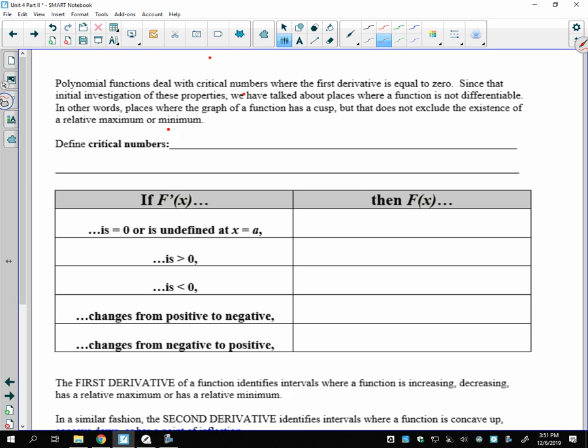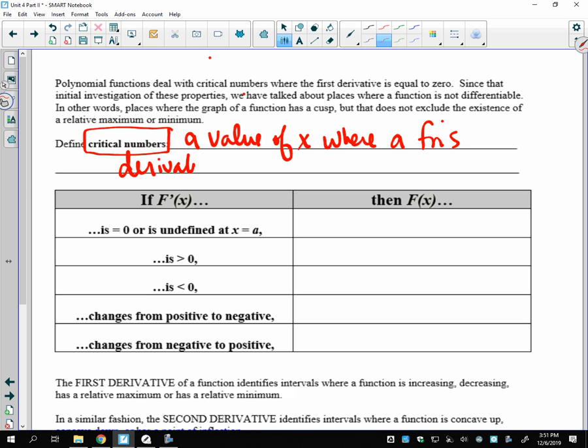So this is a word here, a definition: critical numbers are values of x where a function's derivative is equal to 0 or is undefined.